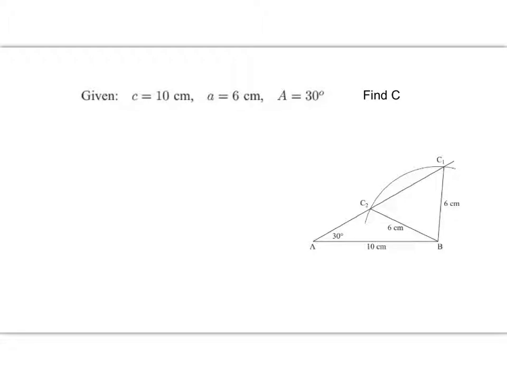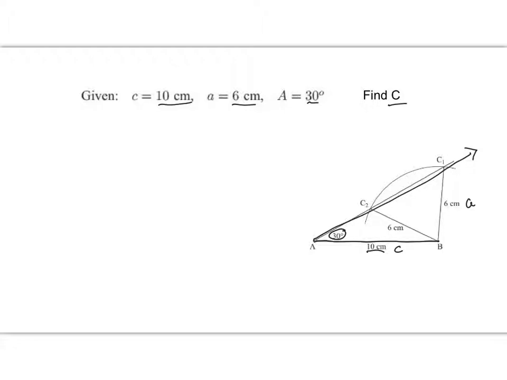So here we have triangle ABC, and I'm given that side C is 10 centimeters, side A is 6 centimeters, and angle A is 30 degrees, and I want to find angle C. I have a diagram to illustrate this situation down here. I have angle A here, that's 30 degrees. I have side C, 10 centimeters. I don't know side B, so I'm going to draw a ray to illustrate that situation because I don't know the length of it. And then I know that side A over here is 6 centimeters.